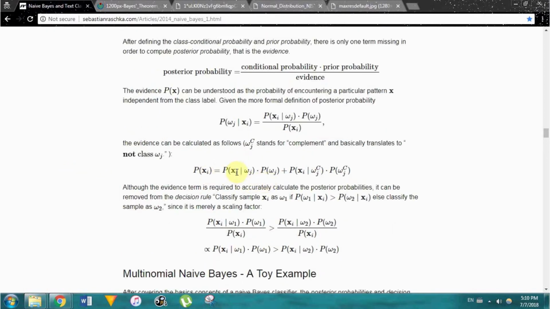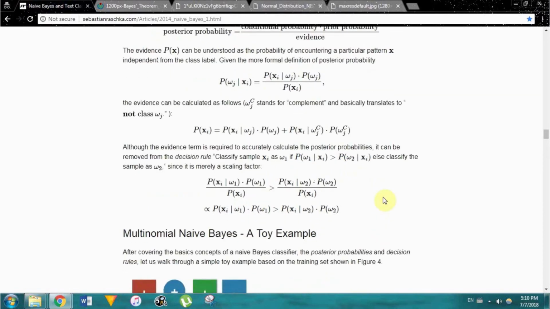We have the conditional probability: what's the probability of this pattern to be part of this class, multiplied by the probability of observing this class, plus what's the probability of this pattern not being in this class, multiplied by the probability of not this class.